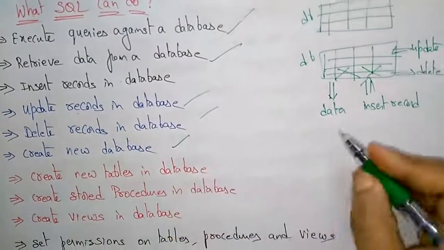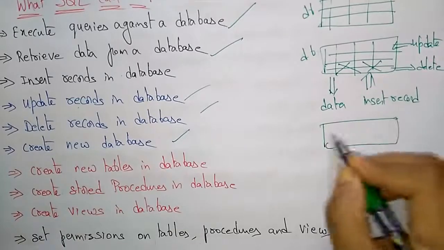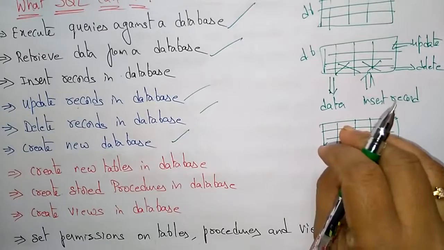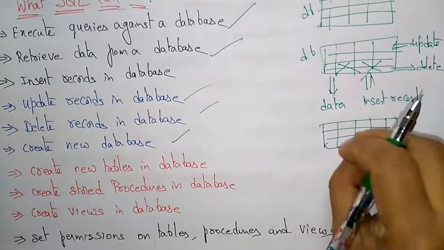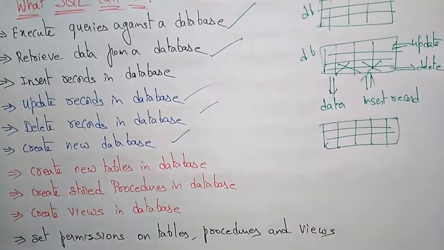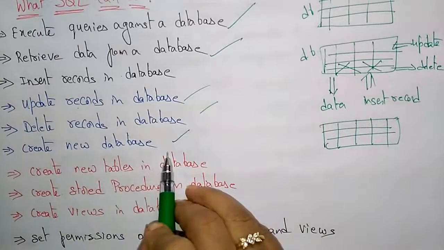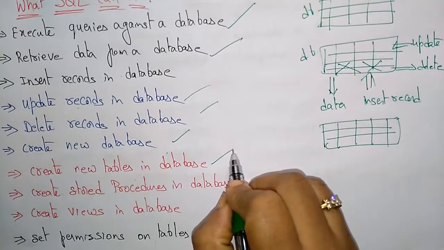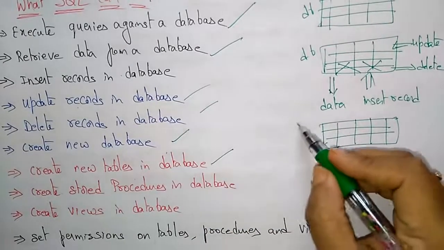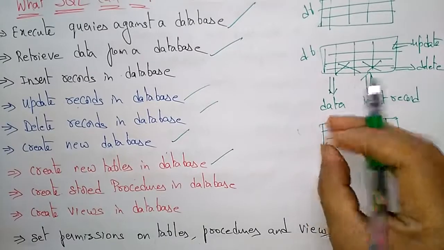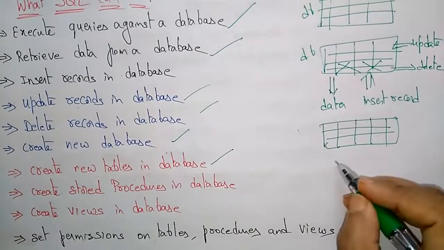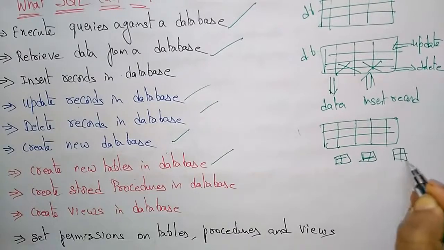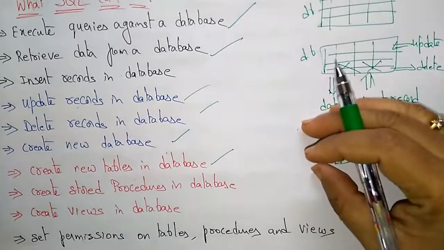Create a new database. If you want, you can create another new database and enter the values in it. Then again you can insert a record, delete a record, update a record, or retrieve the information. Create new tables in a database. A database has one name, and in that database you can insert a number of tables.